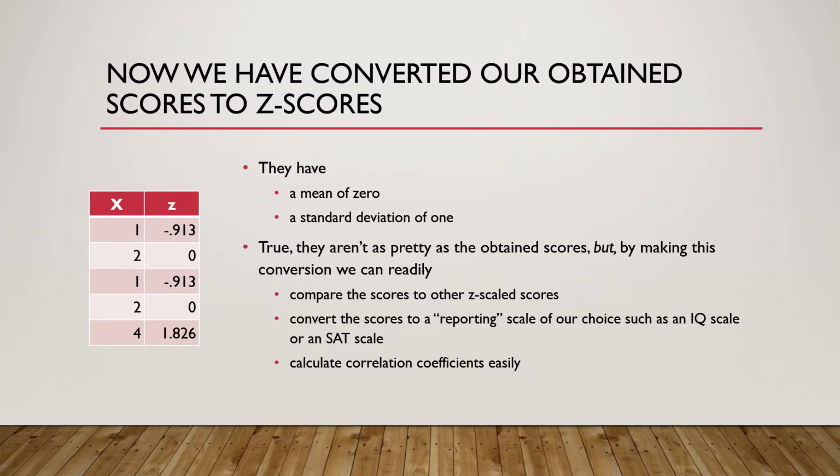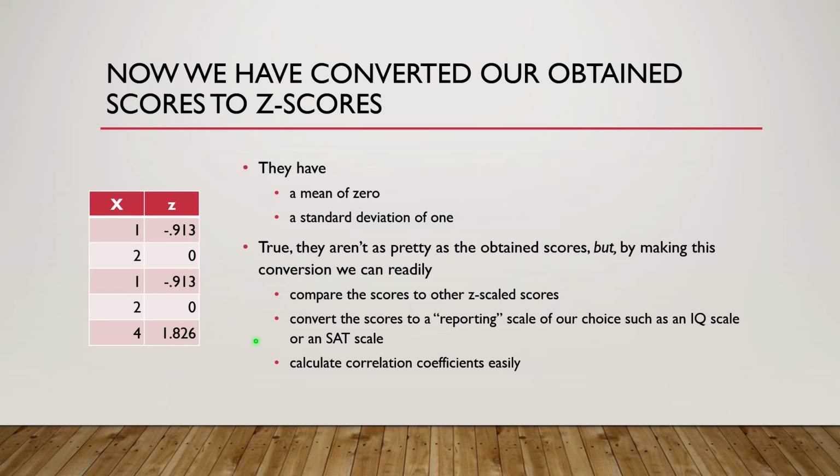So that's it. We have reconverted our obtained scores, the x's, into z-scores over here. The new z-scores have a mean of 0 and a standard deviation of 1. True, they aren't as pretty as the obtained scores in this case, but by making this conversion, we can readily compare the scores to other z-scaled scores.